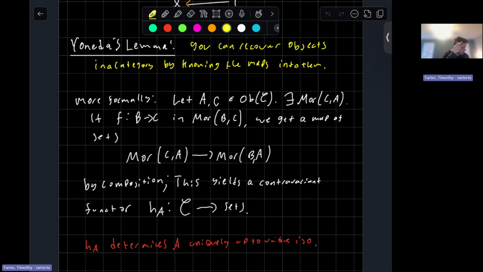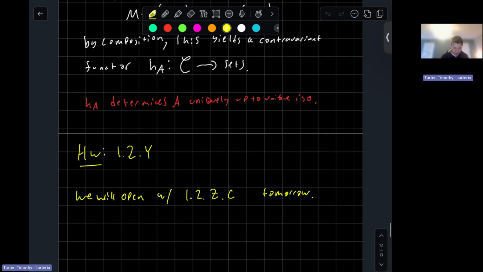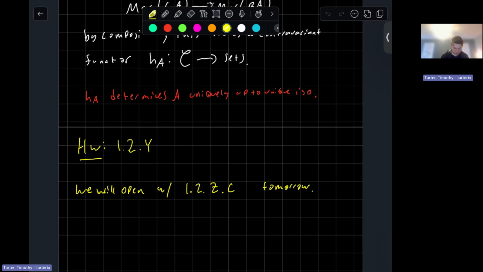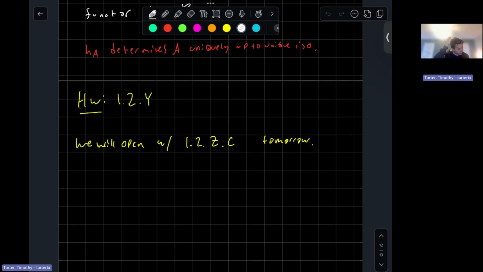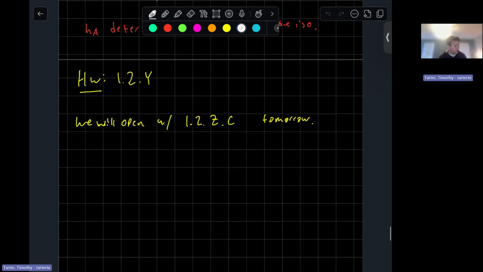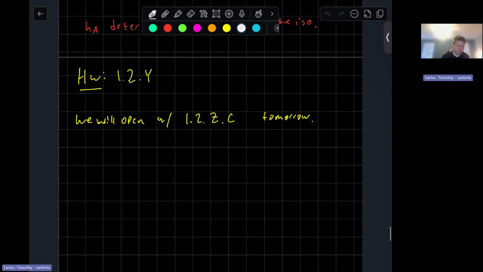So we're going to go through exercise 1.2.Z, and we're just going to talk through it, because I told everybody to do it on their own. This is basically proving Yoneda's lemma. And then we're going to go on to limits and colimits in section 1.3 of Vakil.